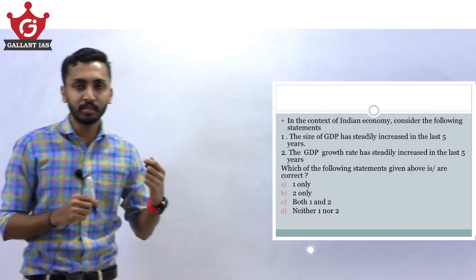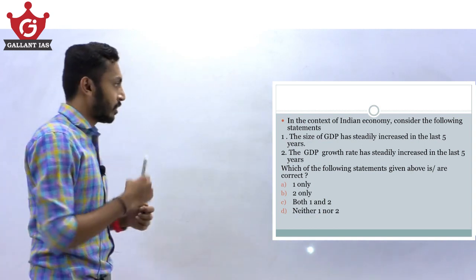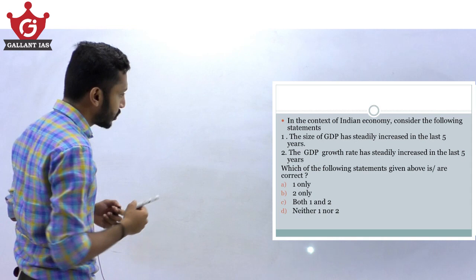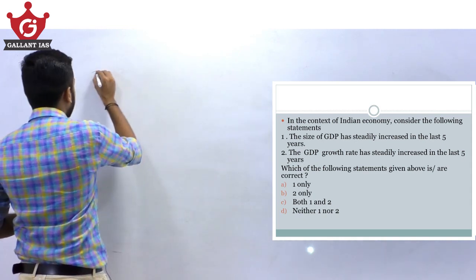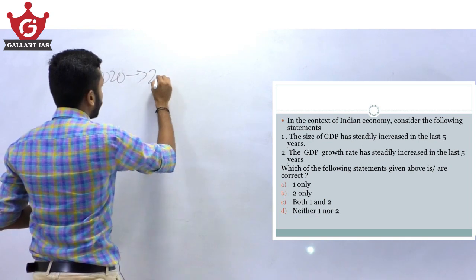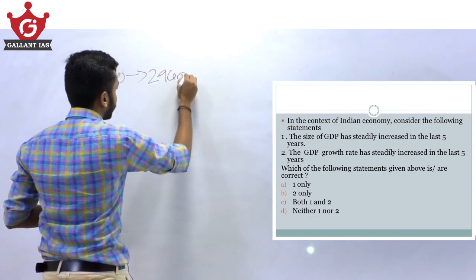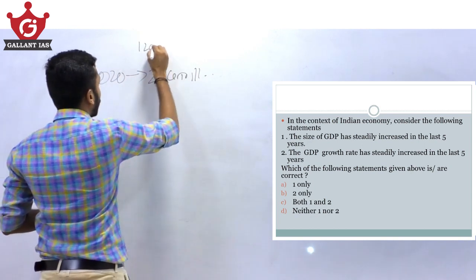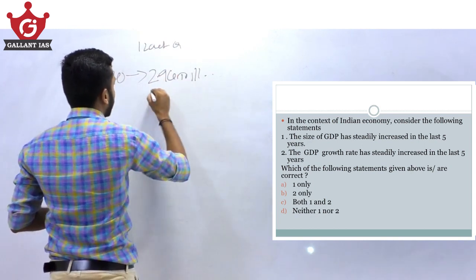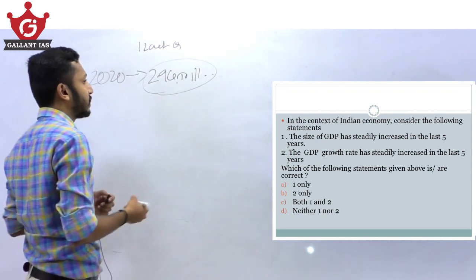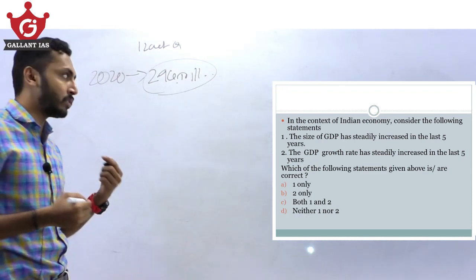These kinds of questions UPSC asked in the previous years. So this is very important. Size of GDP and GDP growth. What is the difference between them? GDP size. In 2020, the size of GDP is $2.96 trillion. 1 trillion is around 1 lakh crore. So $2.96 trillion means around 217 lakh crore rupees.